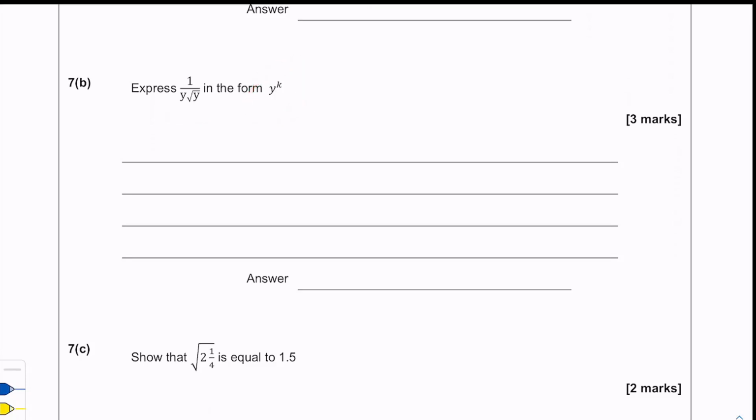Okay, 7b, express 1/y multiplied by the square root of y in the form of y to the power k again. Right then, so let's simplify this a little bit. So what I like to do is I'll split this up, so we've got 1/y multiplied by 1 over the square root of y. Okay, so the next thing to do is we need to get this out of the fractional form and we need to get it into the form where y is the base raised to the power of k. Okay, so we can rewrite this as y to the power of -1 multiplied by y again, and we know it's going to be negative because we've got y on the denominator, and then we've got the square root, so the square root is a half, so it's going to be -1/2.